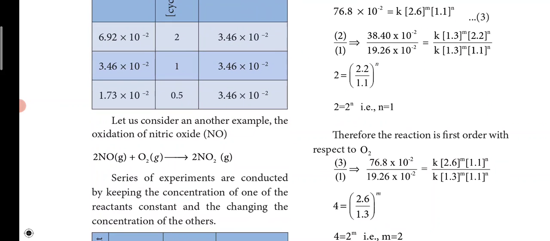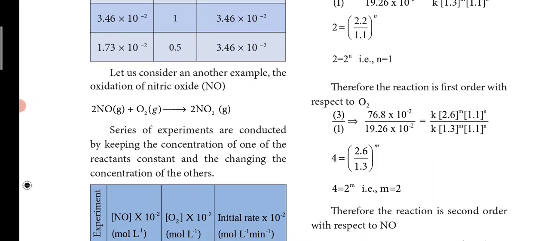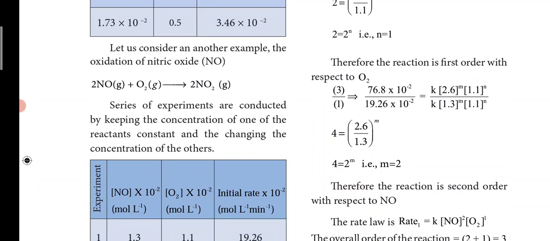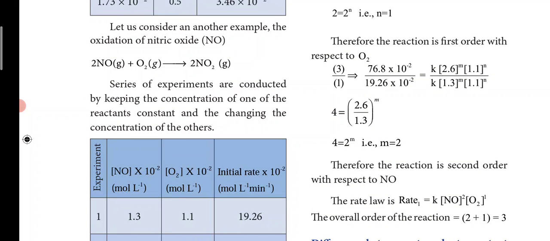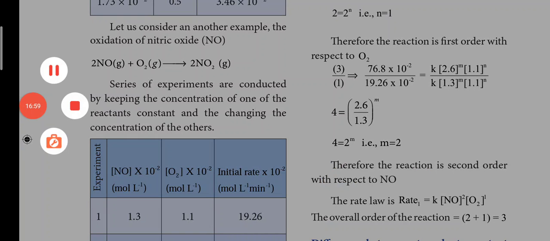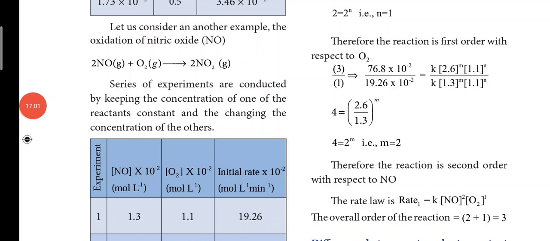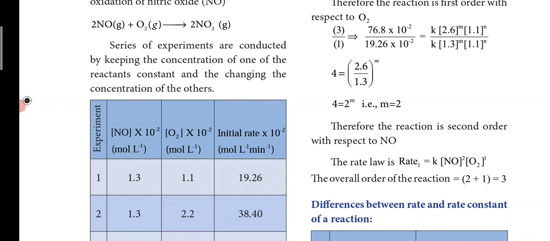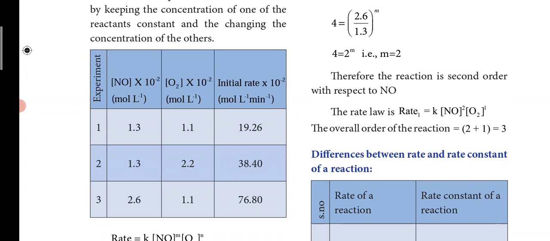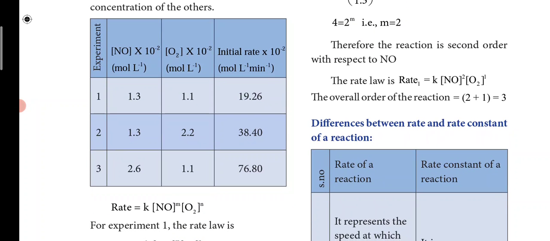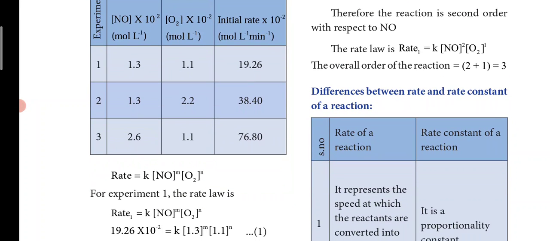Now let us consider another example, the oxidation of nitric oxide. So when nitric oxide is oxidized, you will get NO2. A series of experiments are conducted by keeping the concentration of one of the reactants constant and changing the concentration of the other. So they keep one concentration constant, that is, the concentration of NO, and change the other. So if you look at the initial rate, it is like this: 19.26, then 38.40, then 76.80.